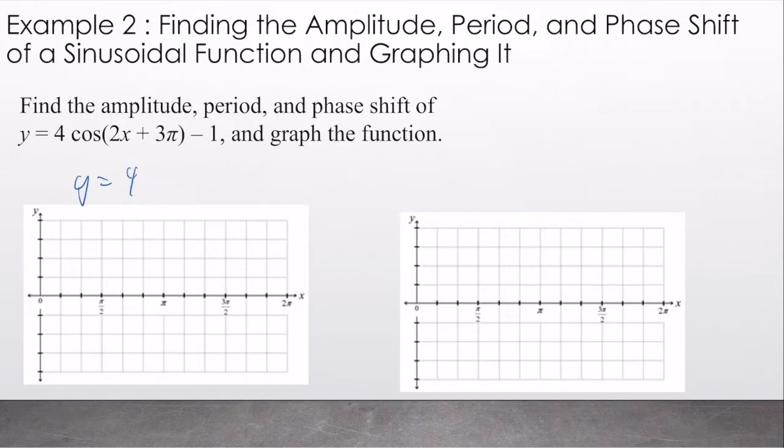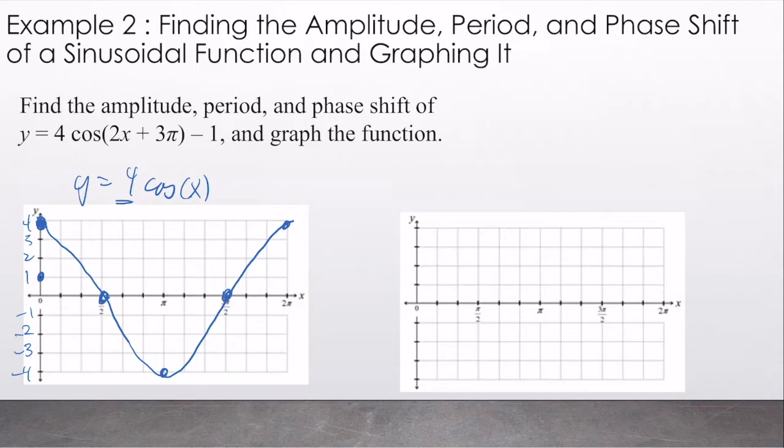So let's go ahead and graph y equals 4 cosine of x. Well, cosine of 0 is 1, so this is where our graph's going to start. We're multiplying it by 4 already, so we're going to have 4. Cosine of pi over 2 is 0. Cosine of pi is going to be -4 in this case. Cosine of 3 pi over 2, that's 0. And cosine of 2 pi, that is again 1. So this is what my graph is going to look like.